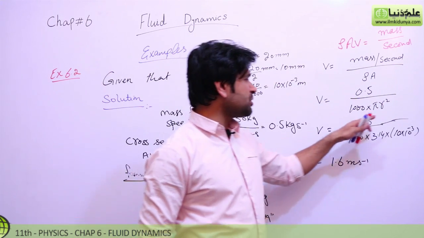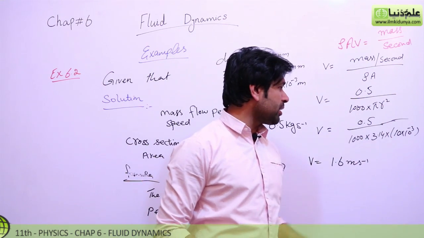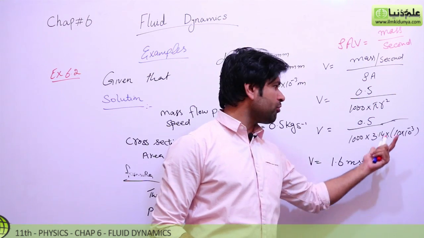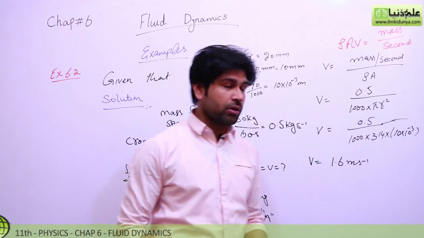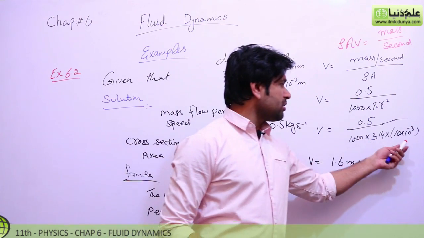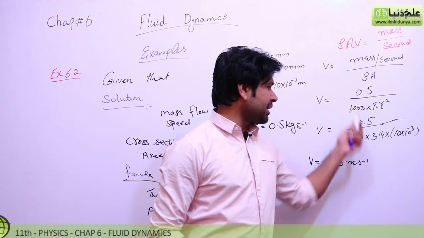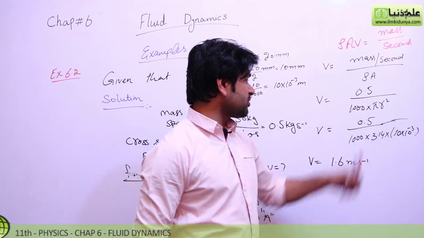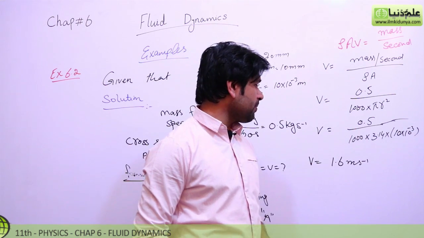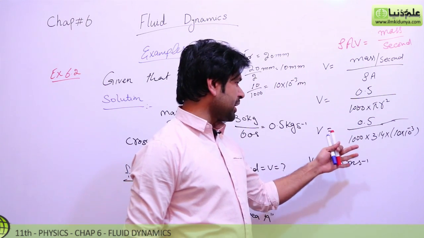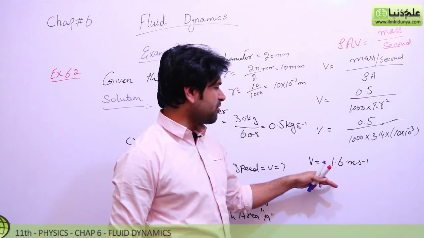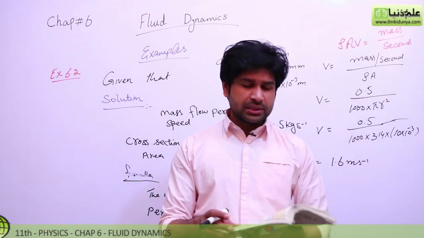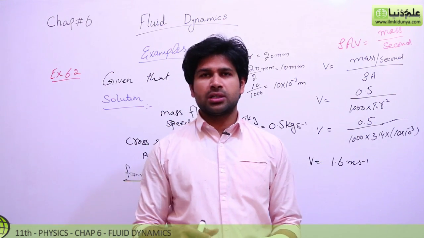After that we will substitute the values of all the variables in this formula. Pi we can write as 22 by 7, or we can write as 3.14, and the radius is 10 into 10 to the minus 3, and density of water is 1000, and mass per second, which is flow of water per second, is 0.5. After substituting and calculating values we can have speed of water as 1.6 meter per second. So this is the second numerical example of chapter 6.